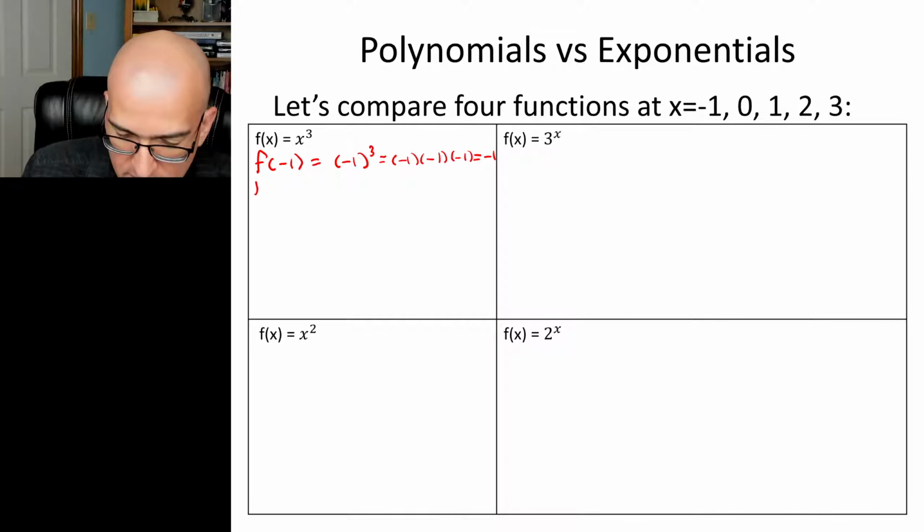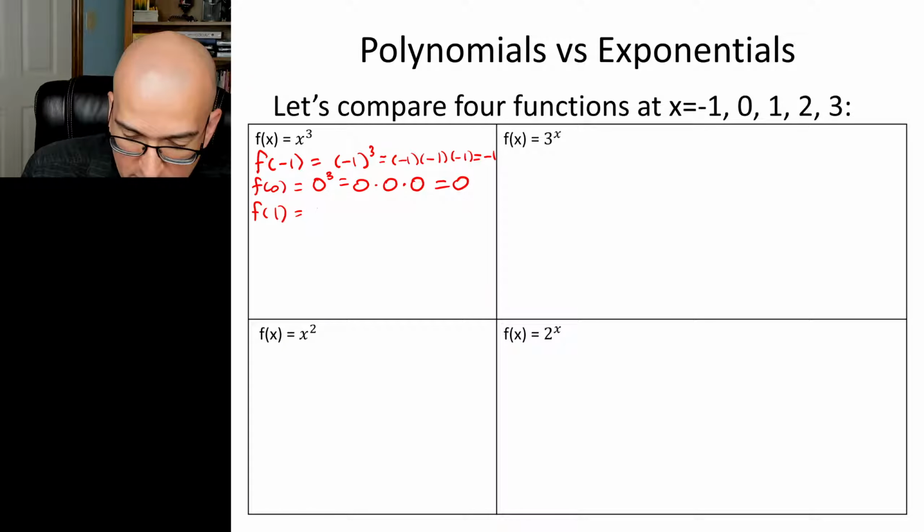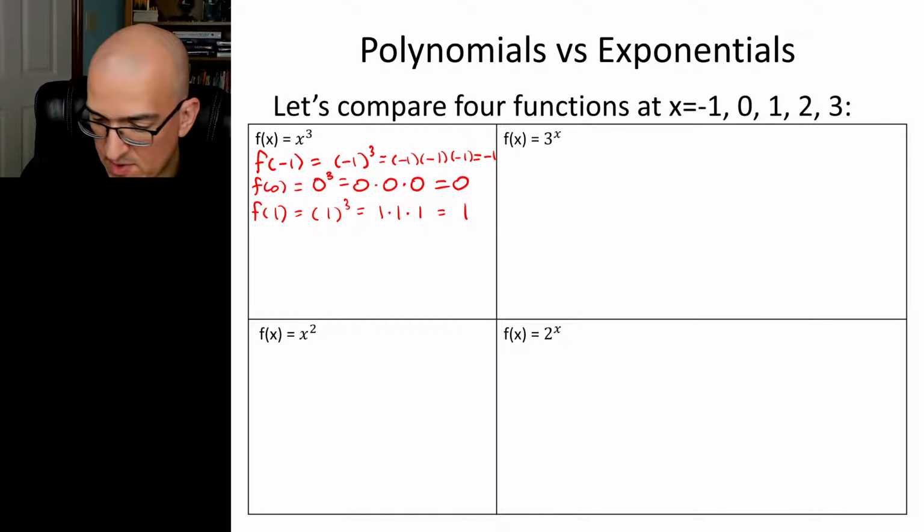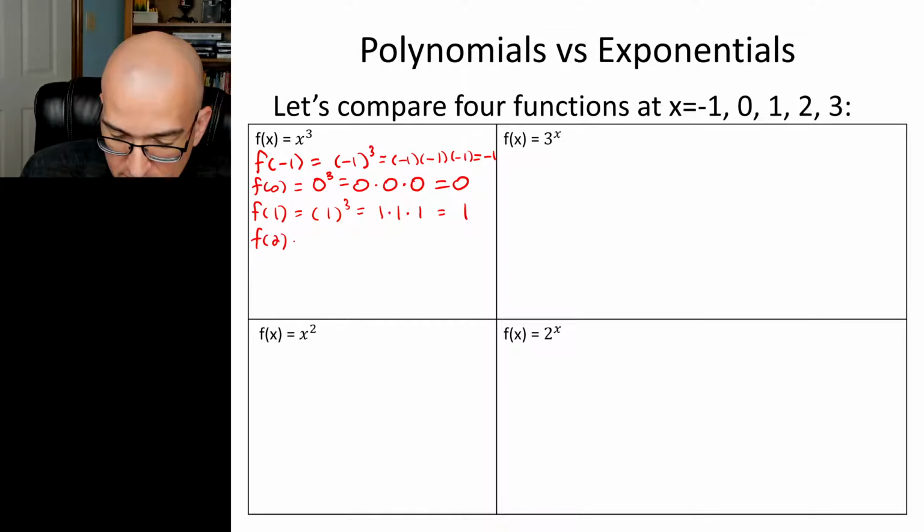Okay, now we'll plug in 0. f of 0 is 0 to the 3. So 0 times 0 times 0, which is 0. f of 1 is 1 to the power of 3. So 1 times 1 times 1, which is 1. f of 2 is 2 to the power of 3, which is 2 times 2 times 2, which is 8. And then we have f of 3, which is 3 to the 3, 3 times 3 times 3, 27.